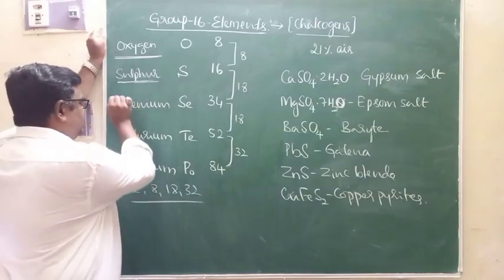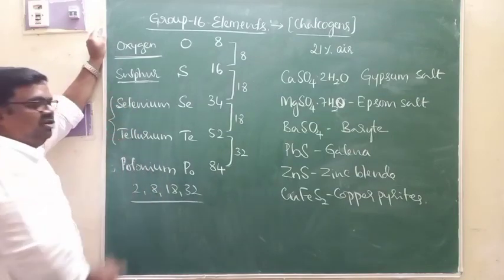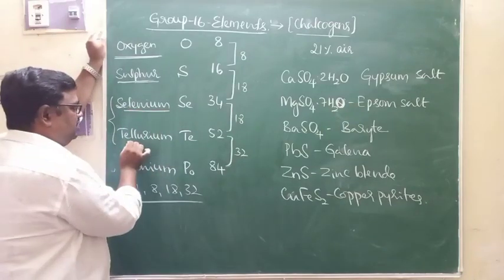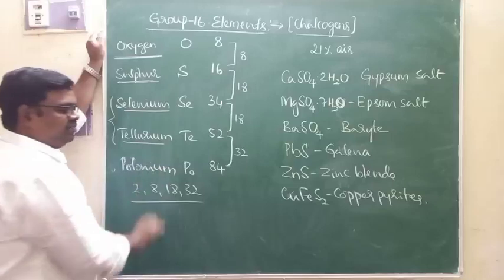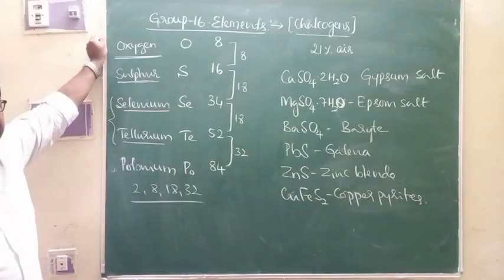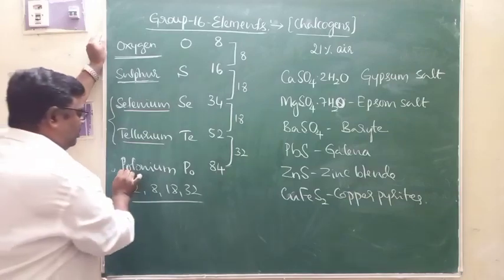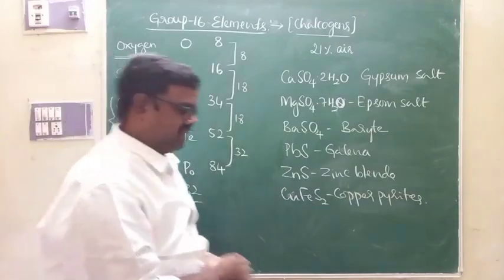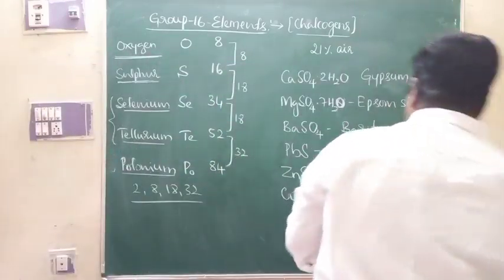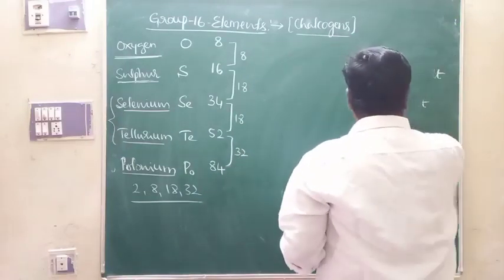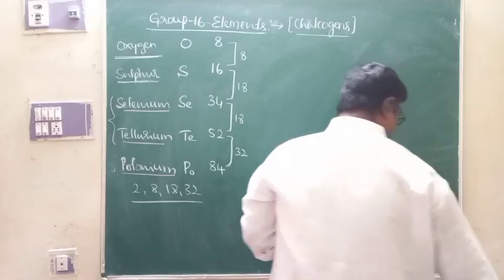And of course, yes, it is selenium and tellurium. Selenium is available in the form of selenites, and tellurium is available in the form of tellurites. Selenites and tellurites are the compounds of selenium and tellurium. Polonium is a radioactive element. It can be obtained by the radioactive disintegration of radium, and of course thorium and uranium.